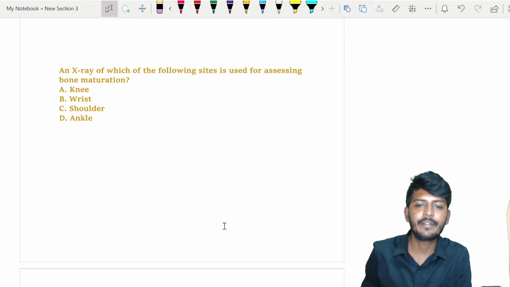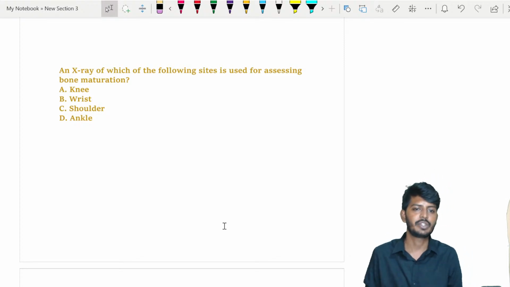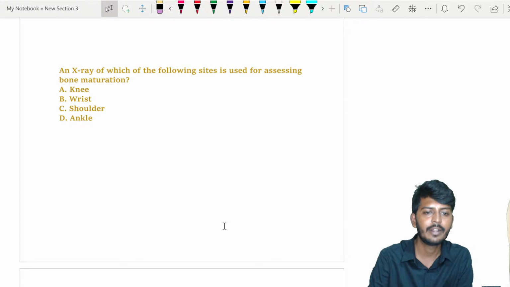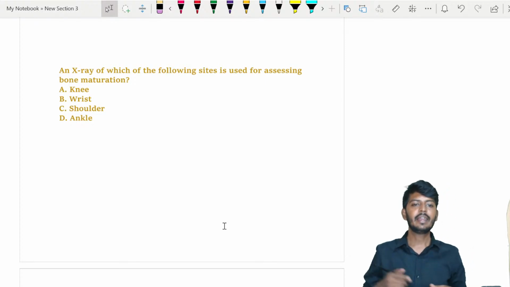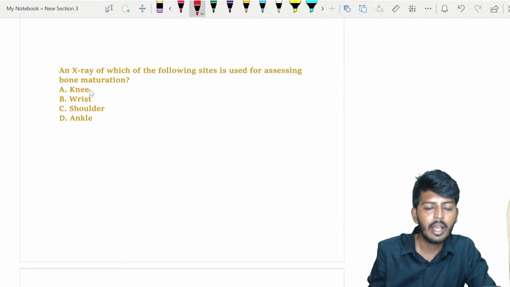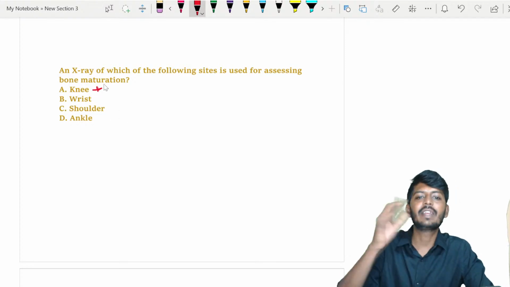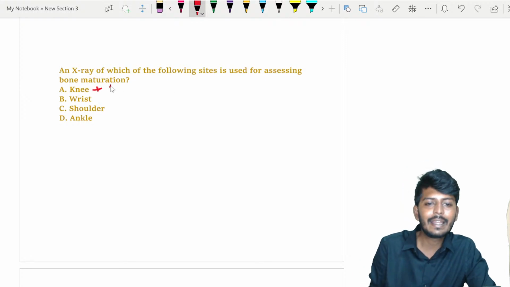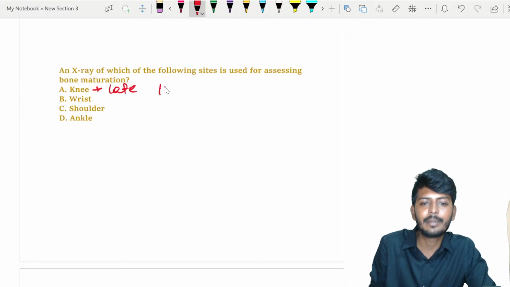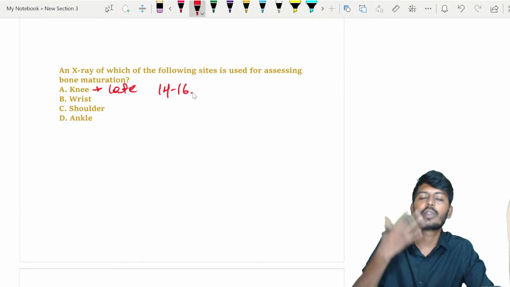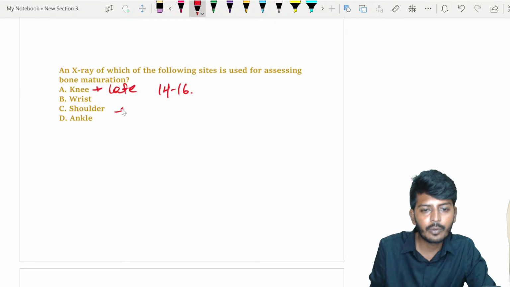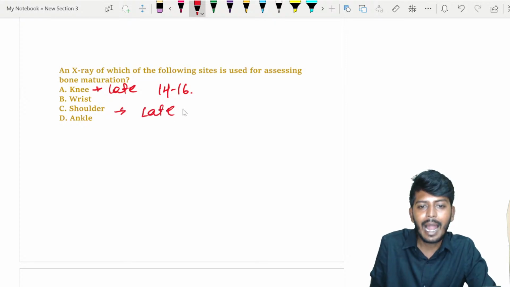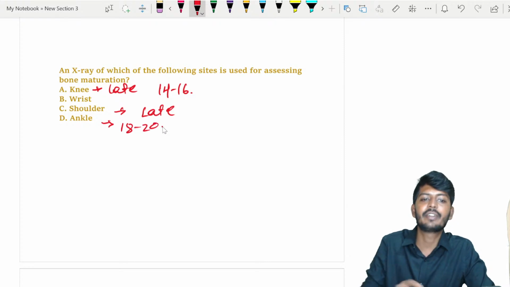Okay, X-ray of which of the following sites is used for bone maturation? Knee joint, wrist joint, shoulder joint, and ankle joint. Please remember your wrist joint. In the knee joint, ossification completes later in age, approximately 14 to 16 years, so that is not used for bone maturation assessment in children. Shoulder is also very late. And ankle is even later, up to 18 to 20 years for completion of ossification.